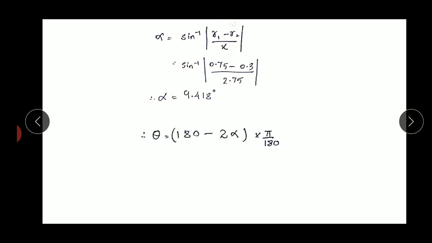Theta is equal to 180 minus 2 alpha. So 180 minus 2 alpha, as alpha is in degrees, so theta you will get in degrees. To convert it into radians, you have to multiply it with pi by 180. Once you multiply whatever the value is by pi by 180, it will get converted into radians. So finally, the solution of this part, 180 minus 2 alpha, you will get 161.61 into pi by 180. So we will get theta in terms of radians as 2.812 radians.